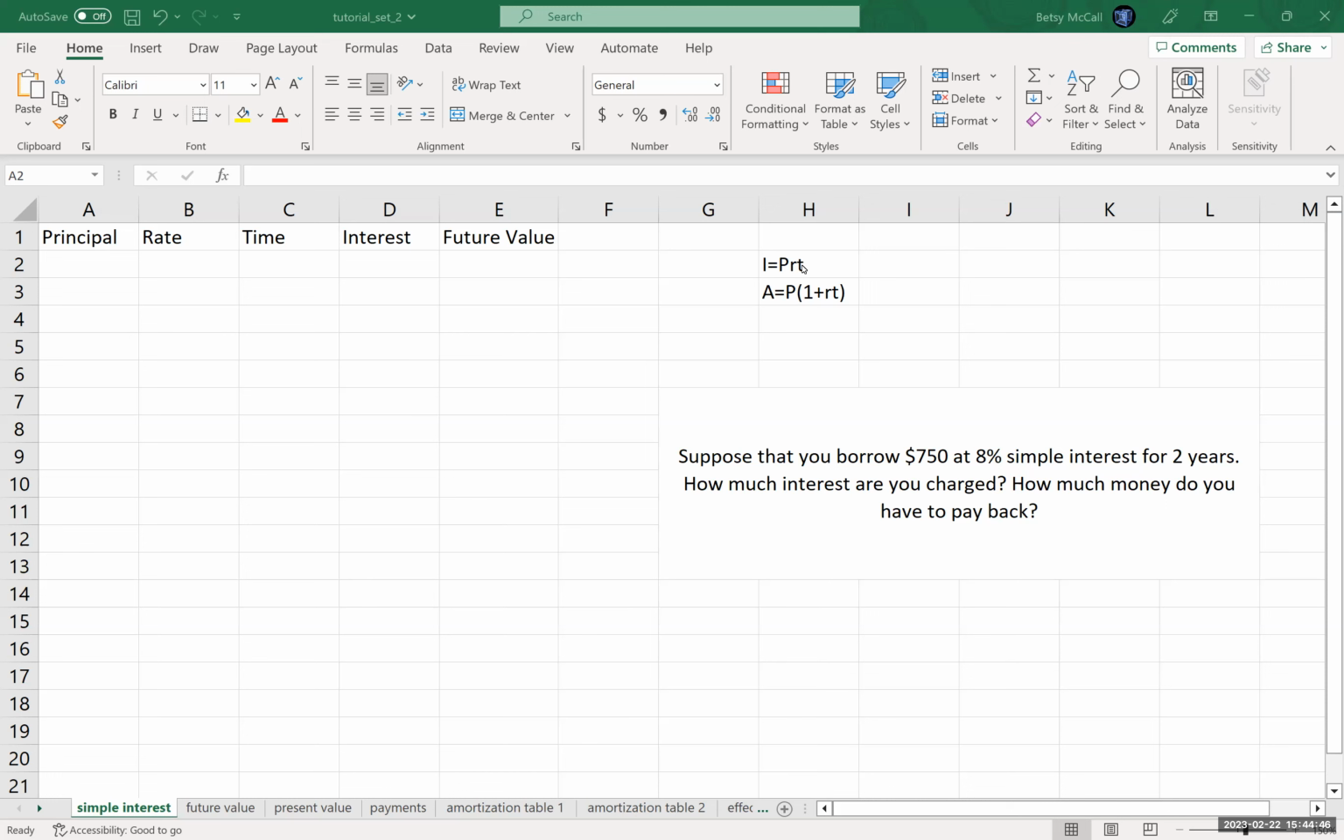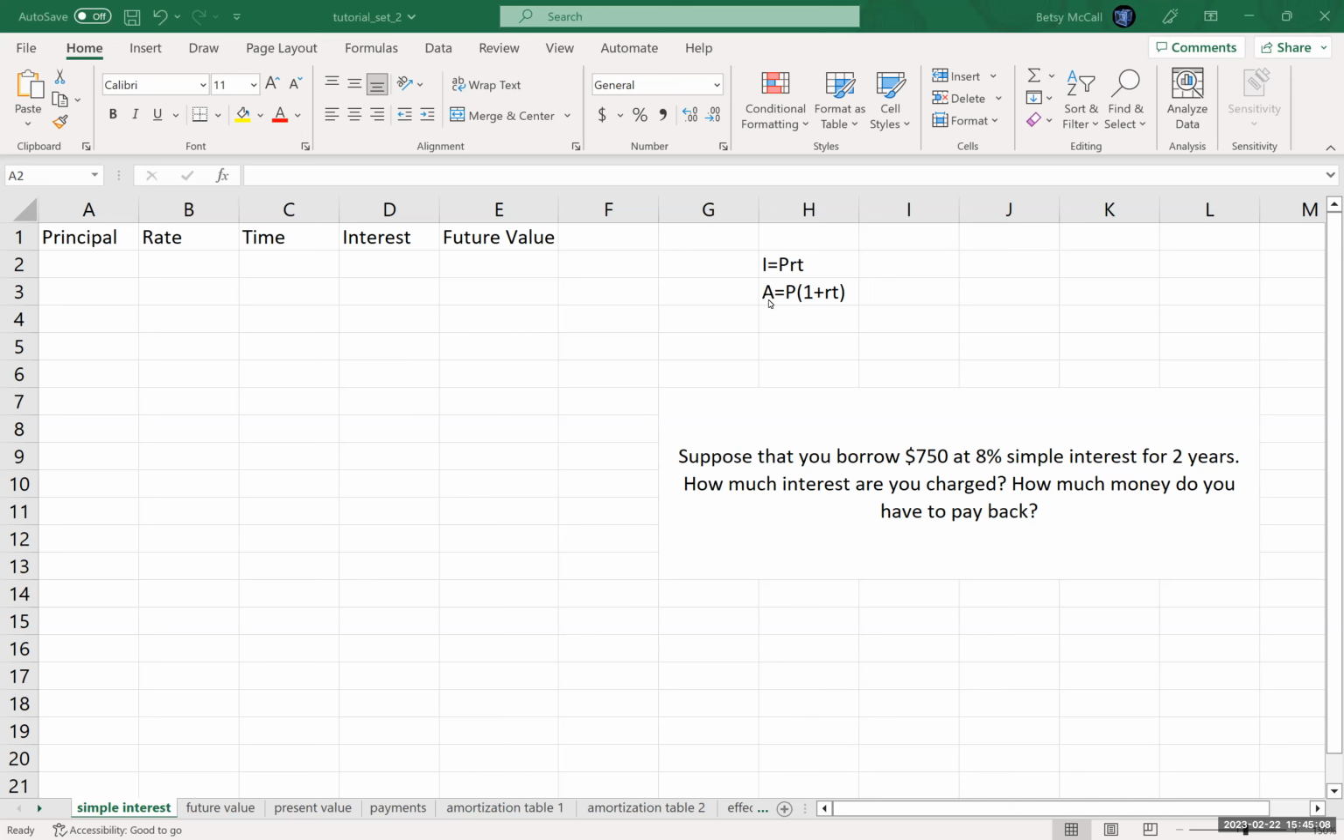Although in specific problems, you may be given rates that are per month or per day or whatever, and then your time should be in a corresponding unit, so in months or days. The example we're going to look at is in years because that is the most common way that this is used. And then there's a second one that gives you the future value.